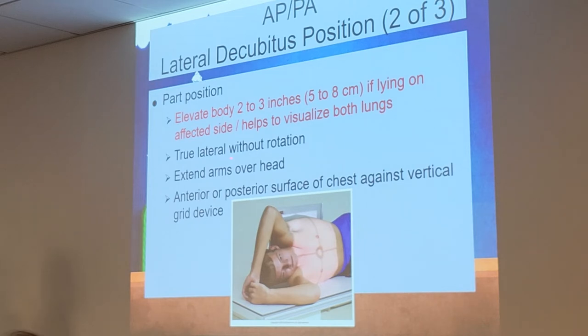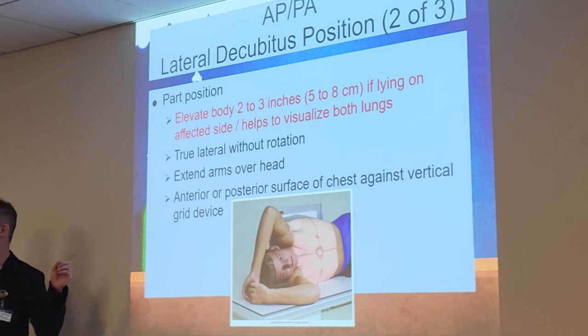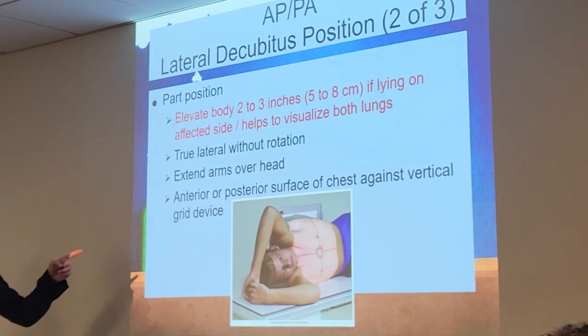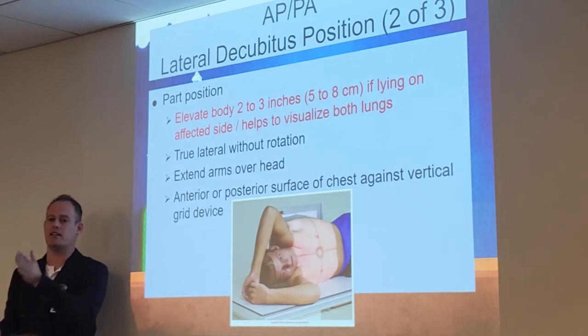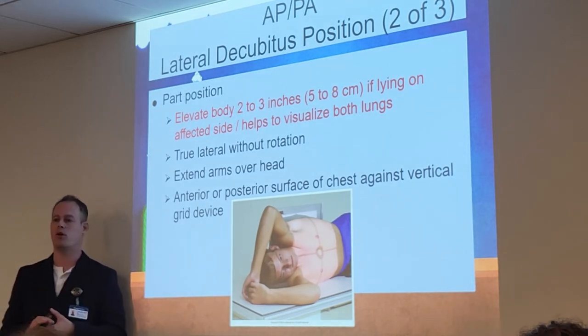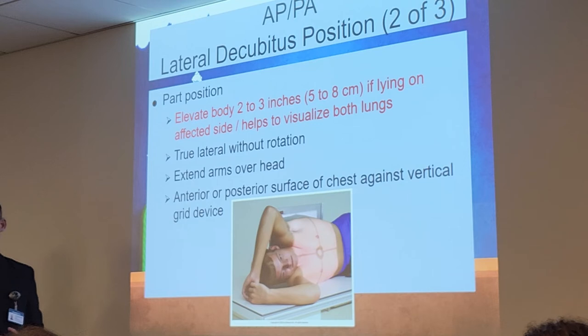Now, true lateral without rotation: do your walk around on your patients in the lab before you do this, guys. Walk to the head and walk to the feet to make sure they're nice on their side, not oblique. Do your walk around before you make that exposure. Extend the arms over the head. Very important to get the humerus out of the lung fields. And ensure, if you're doing AP or PA, that the anterior or posterior surface of the chest is against your cassette.